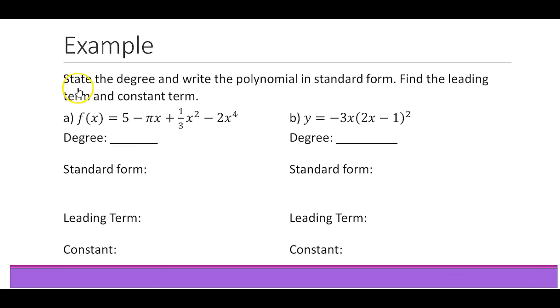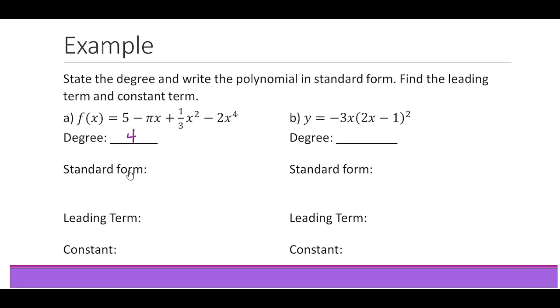In this example, we want to state the degree and write the polynomial in standard form. Then find the leading term and the constant term. In part A, we have f of x equals 5 minus pi x plus 1/3 x squared minus 2x to the fourth. So this is a polynomial. All of my exponents are whole numbers, and all of my coefficients, the numbers in front of variables here, are real numbers. The degree of this polynomial is going to be 4 because that is my largest exponent.